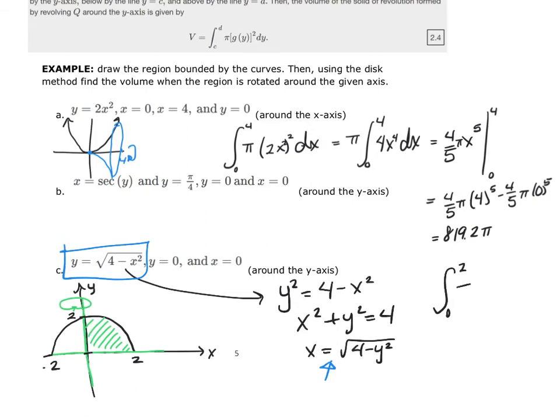It is going to be pi multiplied by my function in terms of x. So this is going to be 4 minus y squared, the square root of that. And actually, let me write it this way. Let me write it as a square root and then squaring it. So 4 minus y squared, the square root, because that's my function with respect to y, and then I square it, dy.